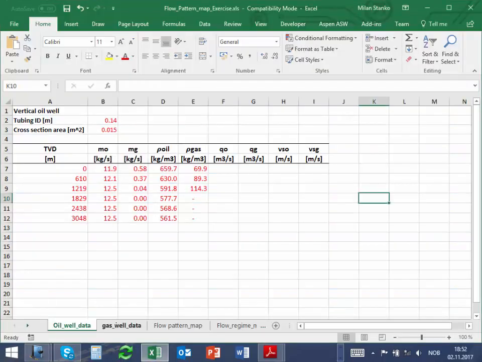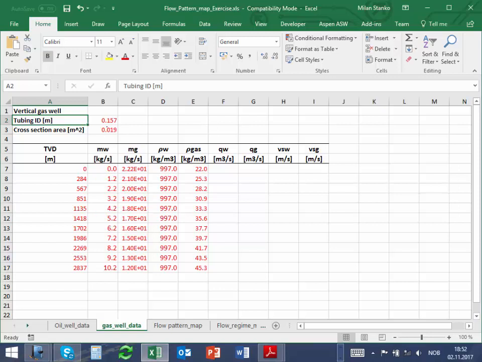Then, if you see here, we have another well that is a gas well. In this gas well something different is happening. You have gas, but the gas has water vaporized in it. When the pressure goes down, this water starts to come out. So exactly the same thing: the mass of the gas is going down, and the mass of the water is increasing. Yeah, this should be the other way, should be actually the opposite.